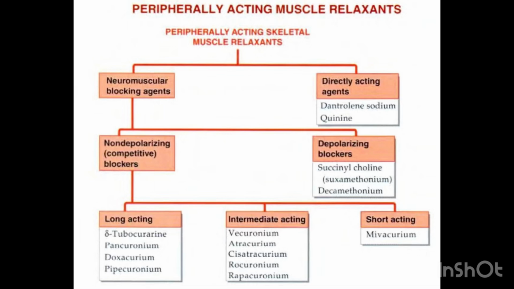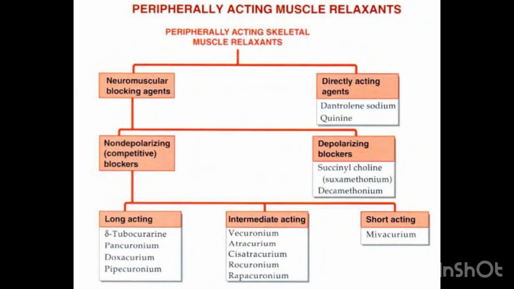That is the number one group under the depolarizing neuromuscular blockers, and you can also see decamethonium too, but this one is not in use. So you have succinylcholine, or suxamethonium, and you have decamethonium. This is the example under depolarizing neuromuscular blockers. Now under the non-depolarizing neuromuscular blockers, we can call them competitive blockers. They are divided based on their duration of action.